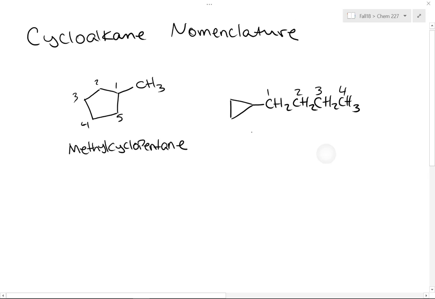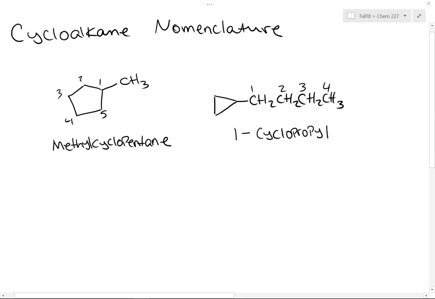At carbon 1, we have a cyclopropyl. So the substituent is a ring. It has 3 carbons. It's made up of 3 carbons. We call it a cyclopropyl. The yl indicates that it's a substituent. We only have the one substituent, so we're ready to give the full name. So this is 1-cyclopropylbutane.